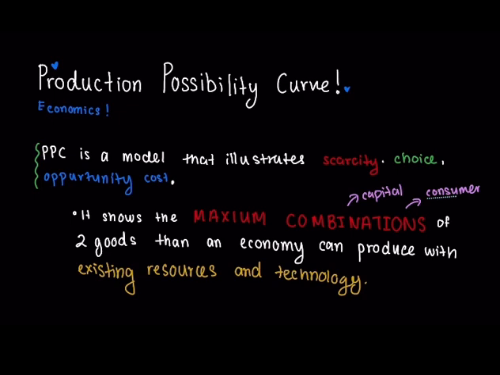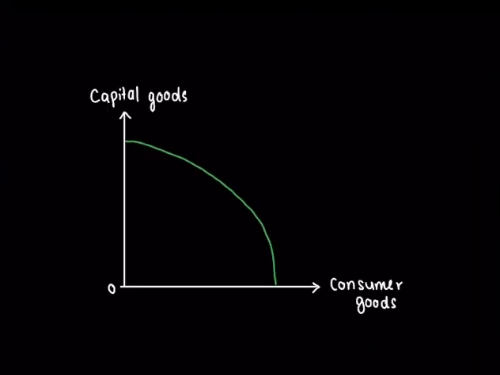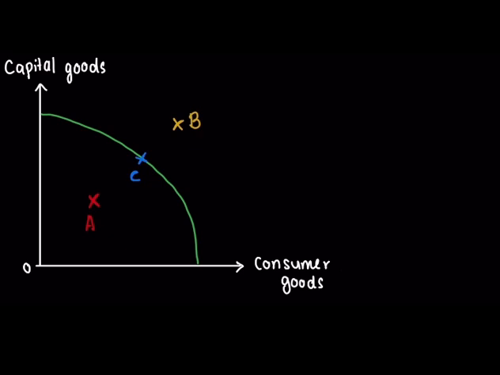So these two goods are usually what is on the y-axis and the x-axis of a PPC curve. This is an example of a PPC curve. From this, we can see that there are both capital and consumer goods. This doesn't necessarily have to be capital and consumer goods. It could be different goods, such as wine or apples. But this is how the basic PPC curve looks. As you can see, I have plotted 3 points on the curve.